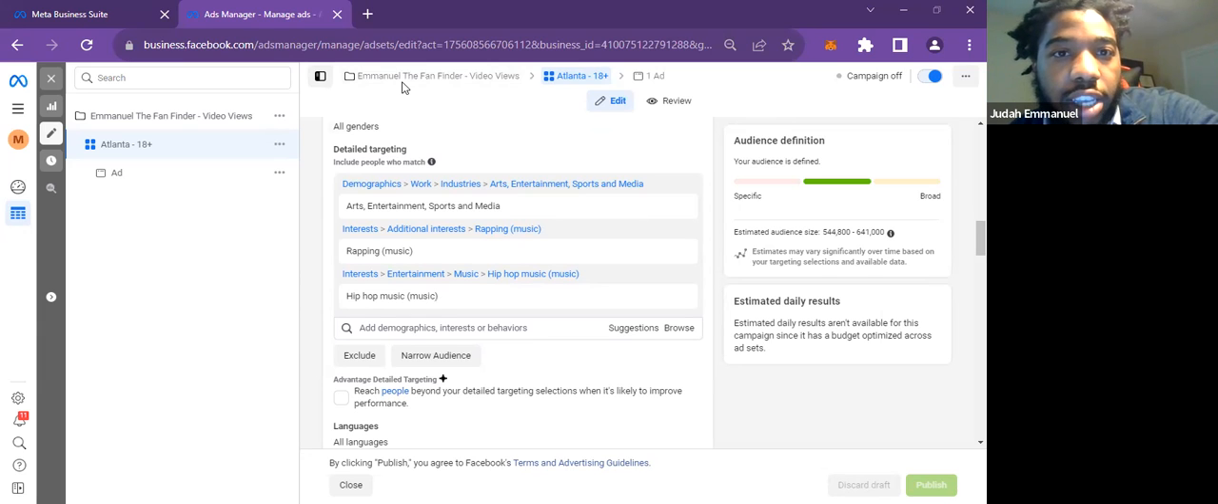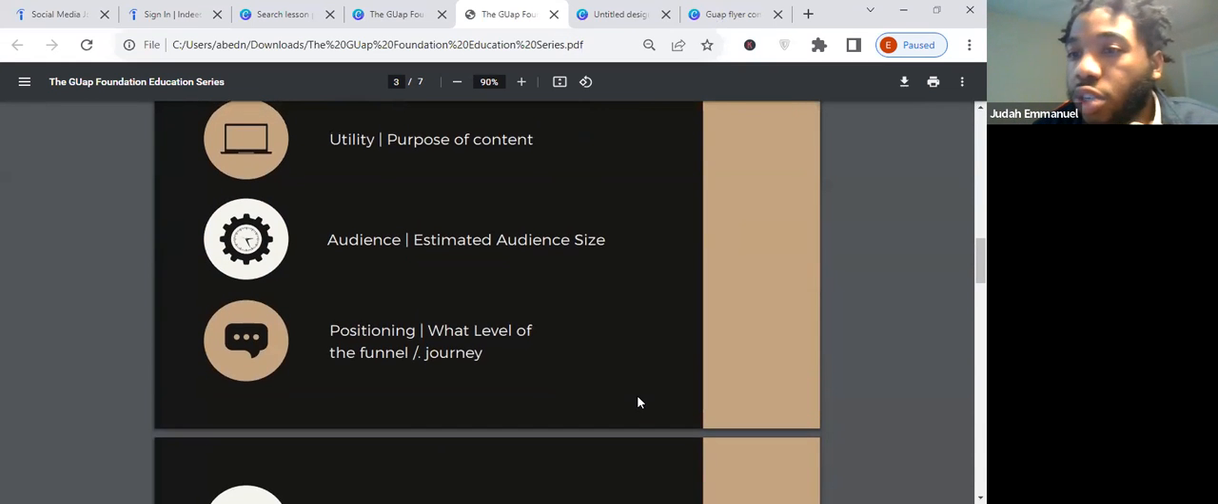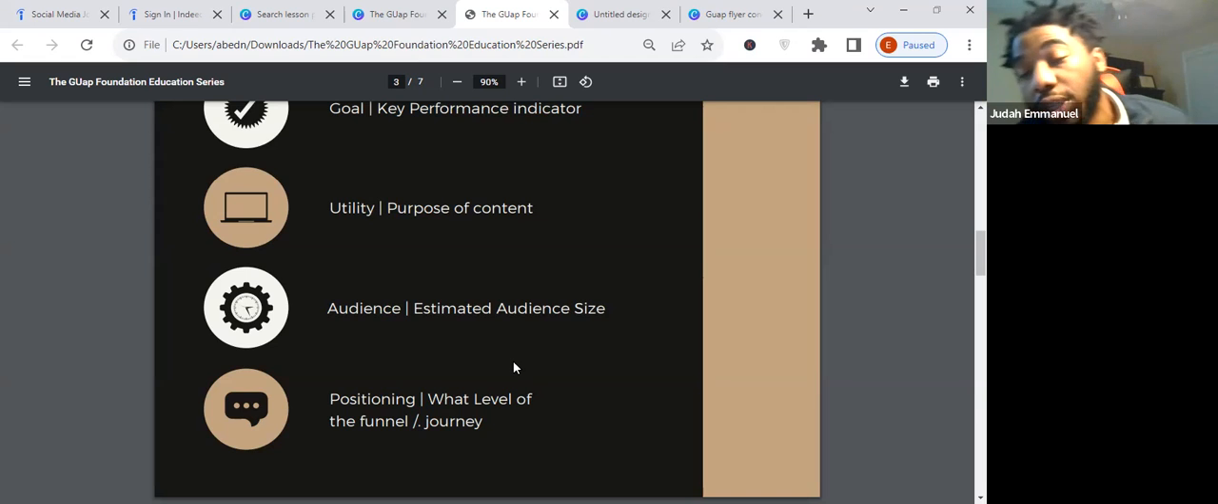So when you create the content, you always want to think about what it's for and the purpose behind it. And when you're targeting your audience, you always want to think about who you want to react to your content. Who do you want to get your product in front of? Why do you want them to react? Positioning. Now, positioning is what we're going to get into today.